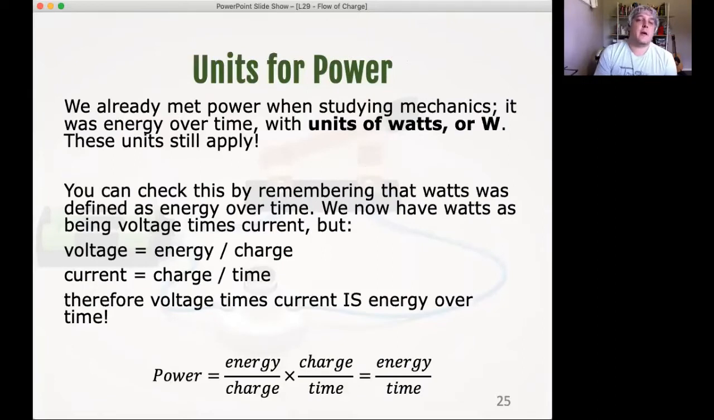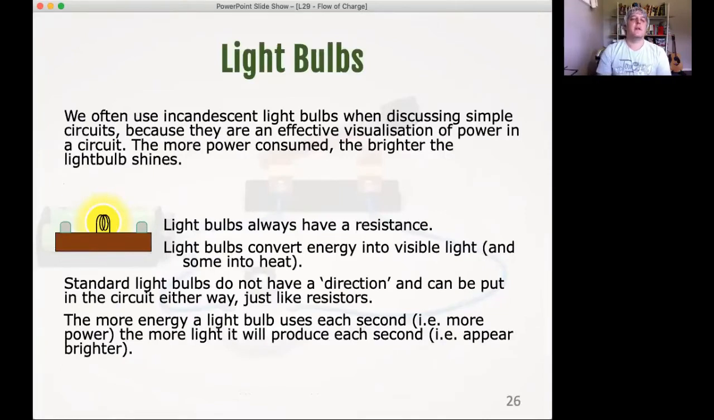We've already met power, exactly the same, so the units are the same. The units for power are still watts. We still have a capital W. And just to check everything makes sense, remember that the voltage is the energy per unit charge. The current is the charge per unit time. So if we multiply them, we get energy per unit time, which is exactly what we expect for power. So everything is still just as we had it before. It all hopefully makes sense.